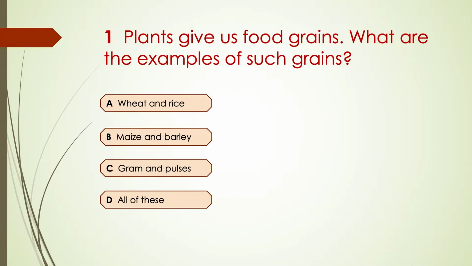Plants give us food grains. What are the examples of such grains? Option A, wheat and rice. Option B, maize and barley. Option C, gram and pulses. Option D, all of these.